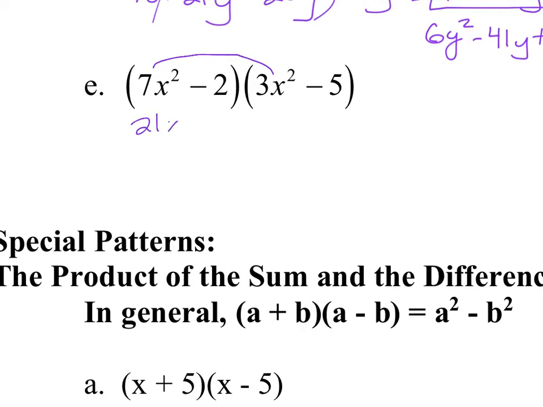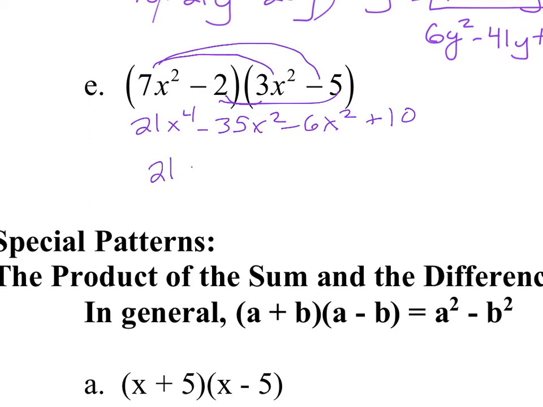First, outer minus 35x squared, inner minus 6x squared, and last gives me a plus 10. The middle terms are both x squareds, so I can go ahead and add these together. It's going to leave me with 21x to the fourth minus 41x squared plus 10.